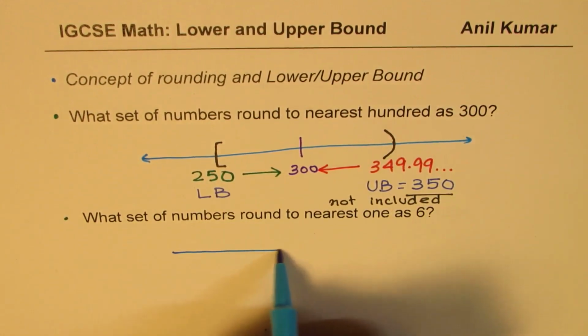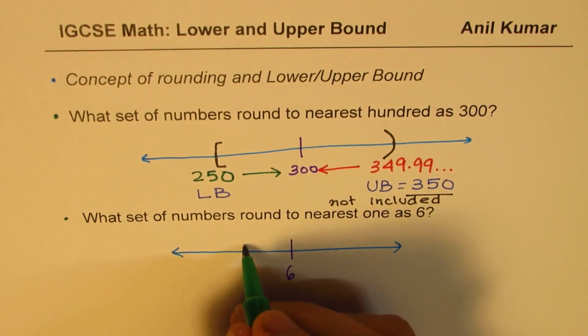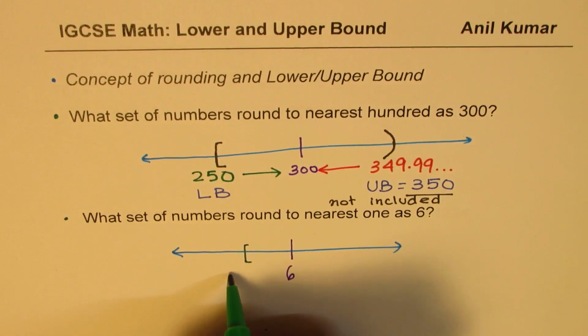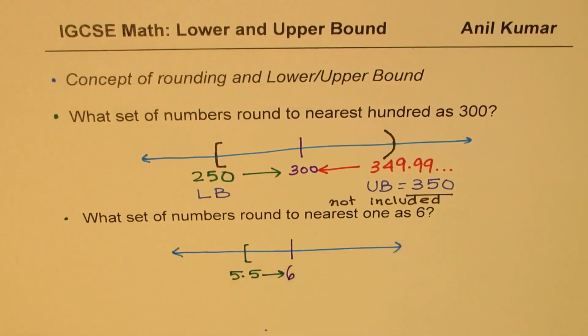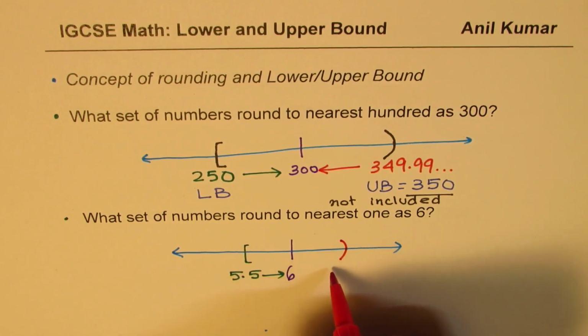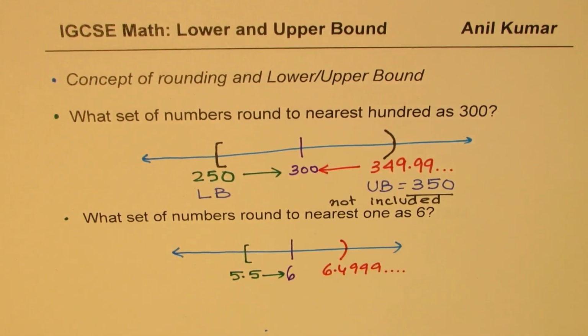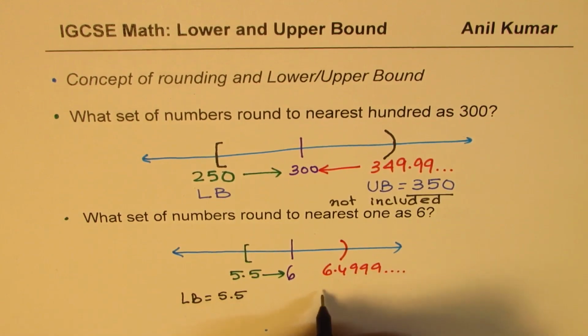Next example here, we've just taken a smaller number this time, and the number is 6. Now this number 6, what numbers could round to 6? Well, numbers which we could round to 6 will be 5.5, right? So if I write 5.5, we know, including 5.5, it rounds to 6. On the other hand, we can go very close to 6.4999, correct? Something like this. So we say that the lower bound in this case is equal to 5.5 and the upper bound is 6.5.